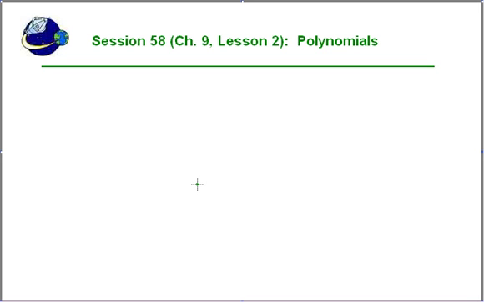In this session, we're going to take a look at polynomials. In our previous session, we introduced monomials. Here we're going to take a look at polynomials. Generally speaking, a polynomial is a mathematical expression showing the addition or the subtraction of two or more monomials. So let's take a look at a few examples here.